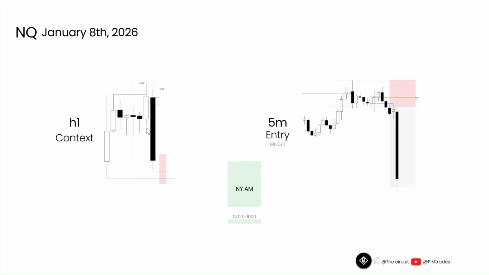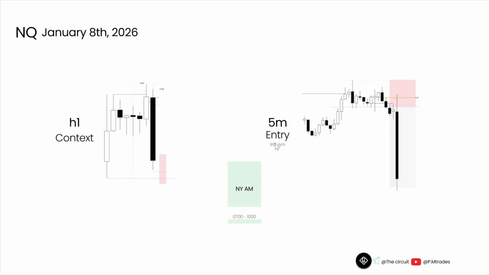So 8 o'clock opens, price trades high, takes out the liquidity threatening above this high and closes below it. Closure below means we are anticipating the next candle to expand lower. And all this is happening inside the AM Killzone, which is from 7 o'clock AM till 10 o'clock AM.